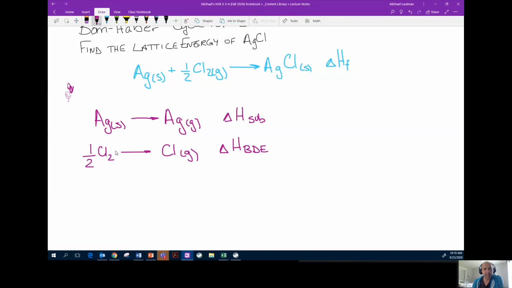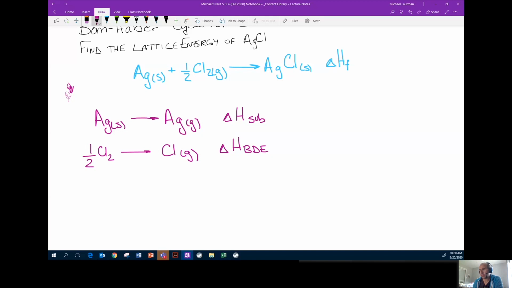Here, chlorine is a covalent compound. Well, it's not a compound, but it's a covalent element. And we need to break apart the Cl-Cl bond in order to get just one chlorine atom. That energy is known as the bond dissociation energy. So I write the enthalpy of BDE. Remember, delta H is enthalpy. It's the heat energy required for something.